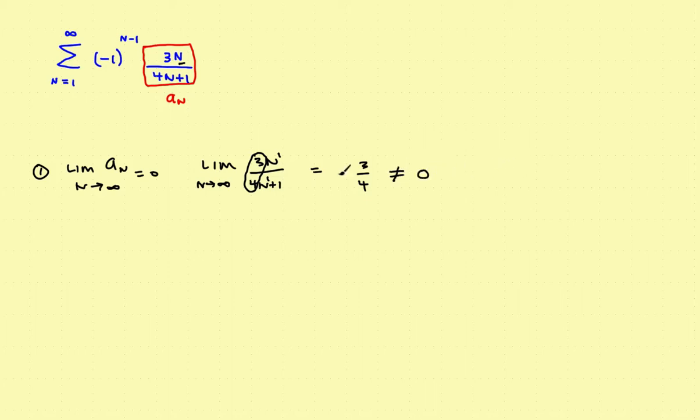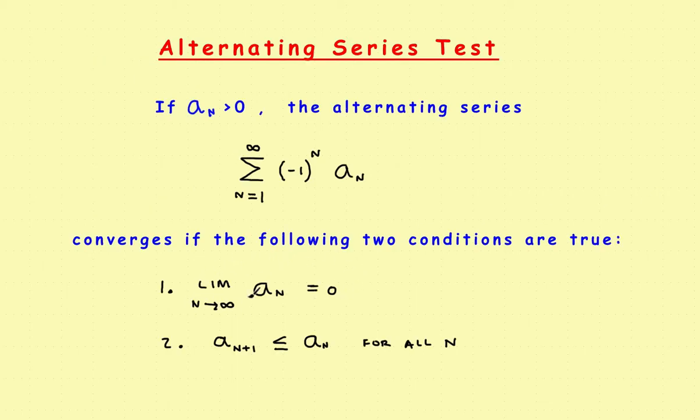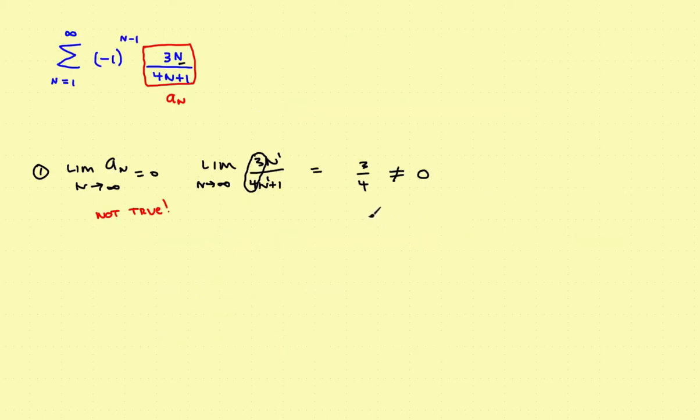Now the limit turned out to be 3/4, which is not equal to 0. So what this means is that this condition right here is not true. So I evaluated the first condition and it turned out to be not true. So let's go back to the rule. If you evaluate the first condition and it's not true, all that means is that you cannot use the alternating series test. So at this point, you have to stop working on the alternating series test. So again, as soon as you know that it's not true, I'll put can't use the alternating series test. So you can't use the alternating series test to show that it converges.